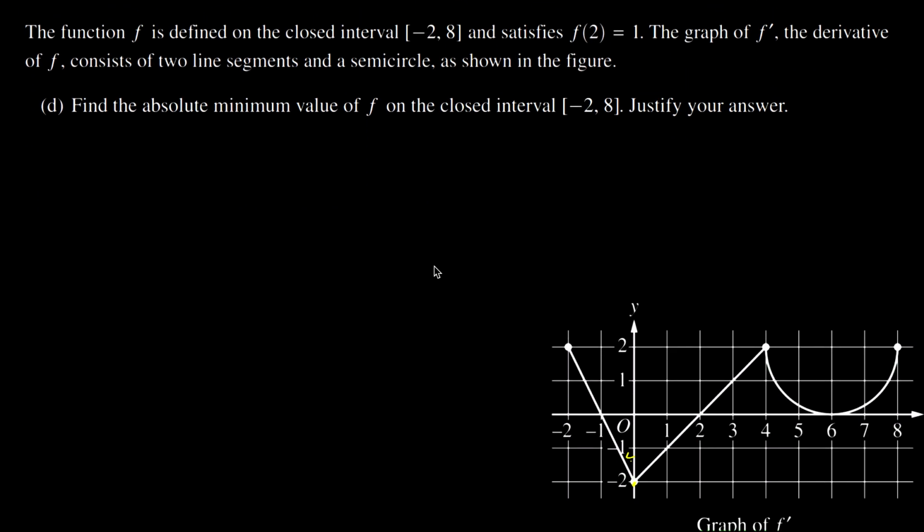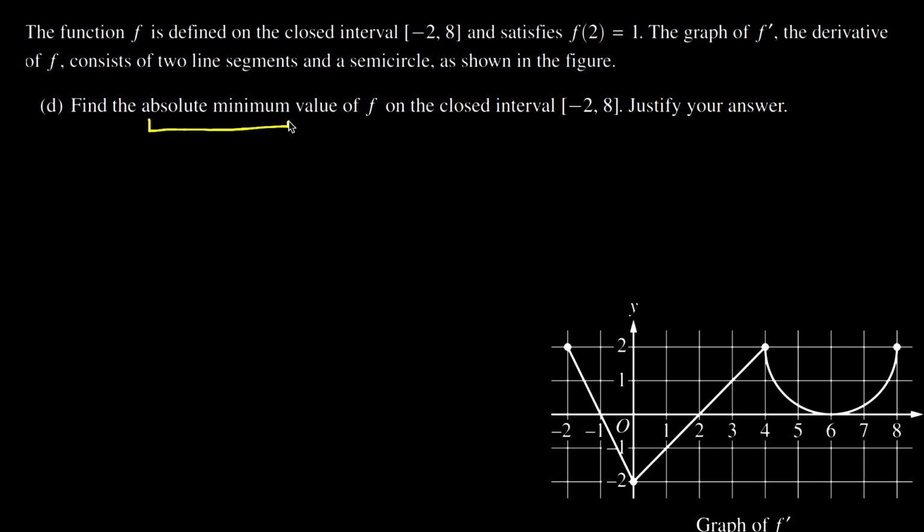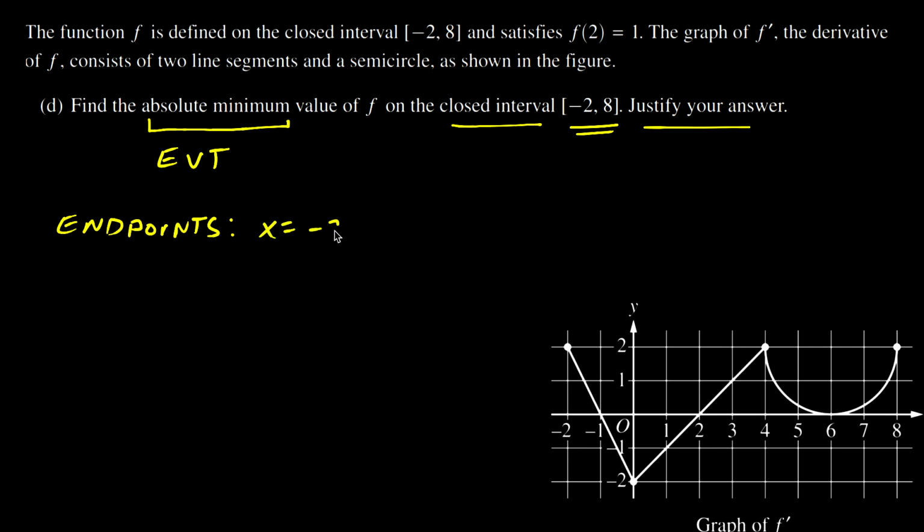On to part D. Notice we're looking for the absolute minimum value. Immediately when you see that, you're thinking extreme value theorem. And we're given a closed interval of -2 to 8, and we have to justify. So things I want you to consider right away when you see extreme value theorem, make sure you write down endpoints. I mean, we can kind of talk our way through what the answer is, but we're looking for consideration at least of the endpoints, so x equals -2 and x equals 8.